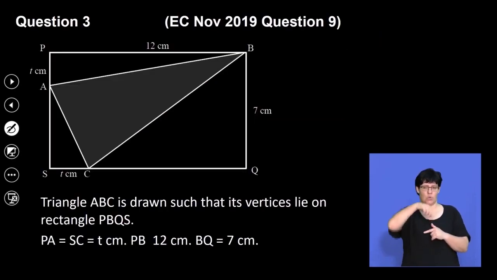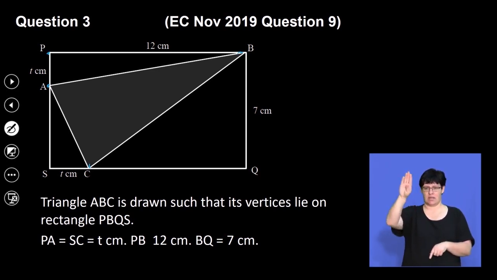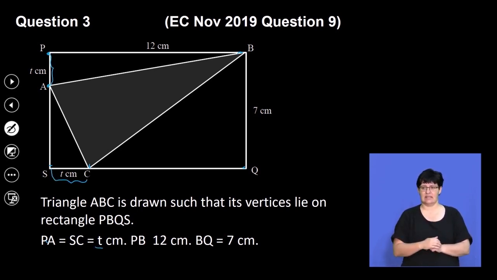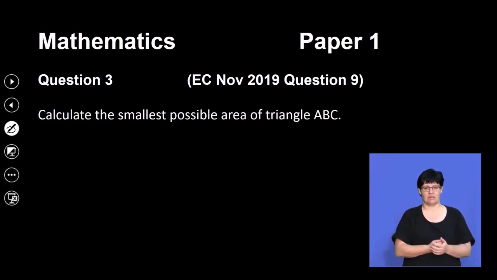Okay, so let's have a look at that. All right, so there's our triangle ABC, and of course there's our rectangle PBQS. Now we're also told that PA is equal to SC is equal to t centimeters, so that's our variable. PB is equal to 12 centimeters and BQ is equal to 7 centimeters. All right, so that's all the information that we have. And we're then asked to calculate the smallest possible area of triangle ABC.